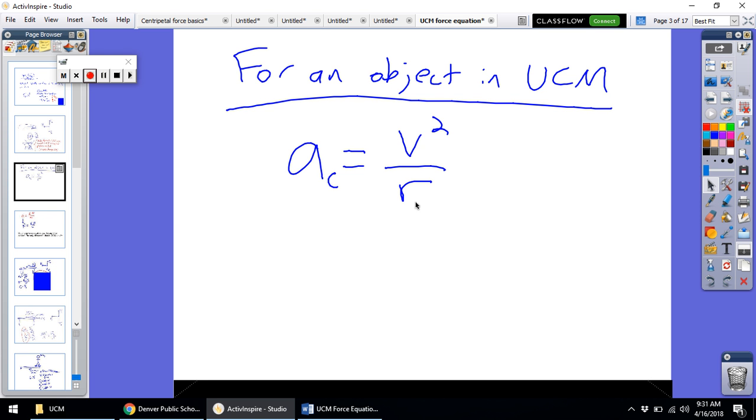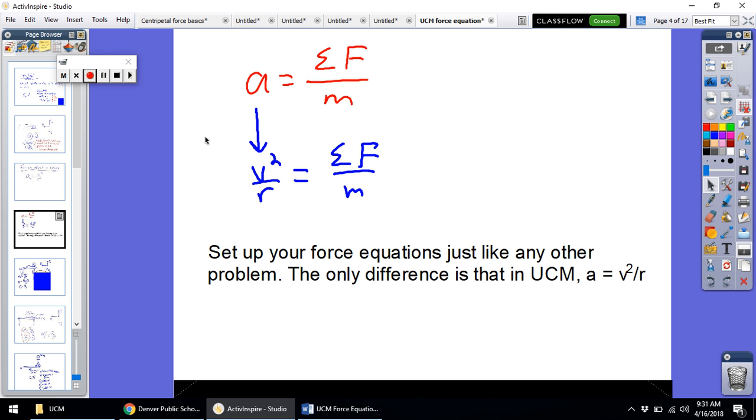So what does this mean? Once you have this formula for acceleration, when you set up your force equation, a equals the sum of force over m, all you do is replace a with v squared over r. So you set up your force equations just like any other problem. The only difference is that for UCM, you use a equals v squared over r.